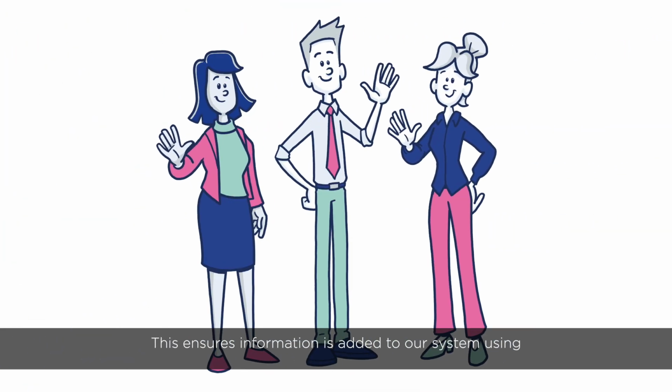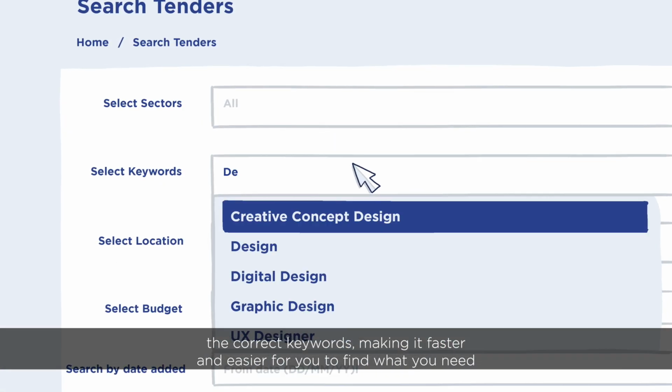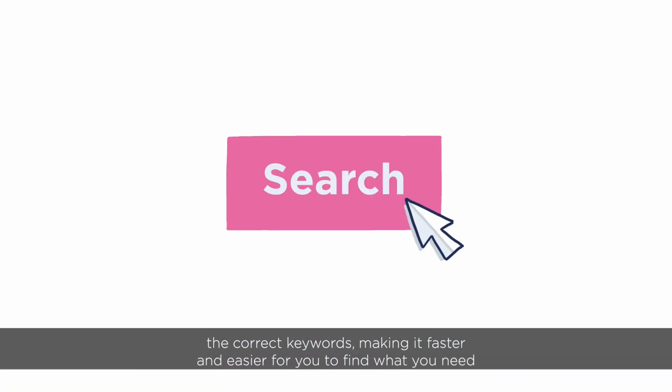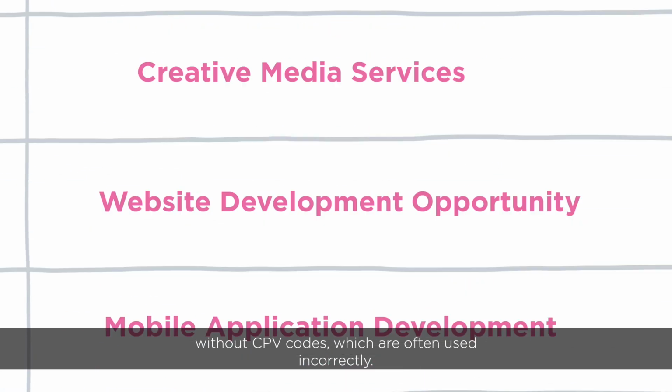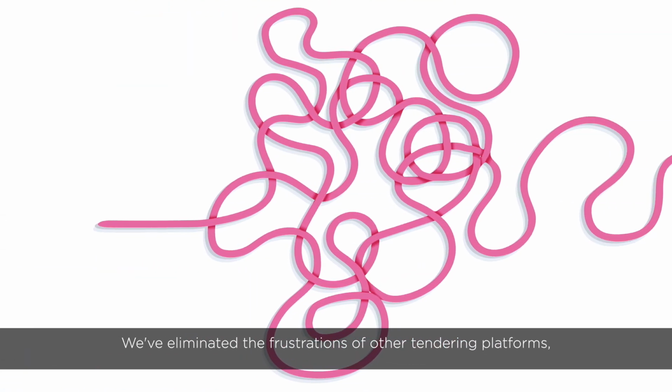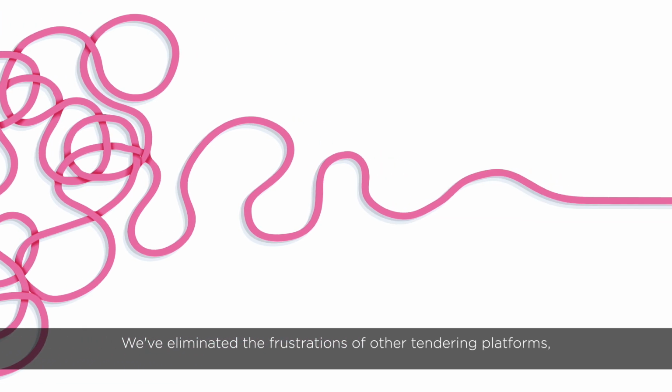This ensures information is added to our system using the correct keywords, making it faster and easier for you to find what you need without CPV codes, which are often used incorrectly. We've eliminated the frustrations of other tendering platforms, giving you more time to be creative.